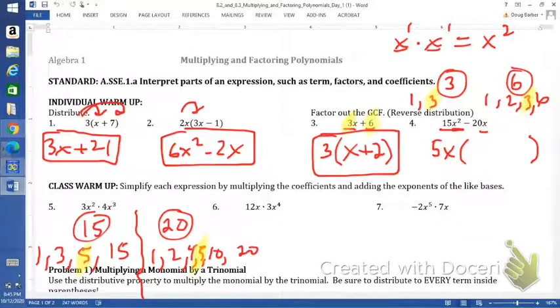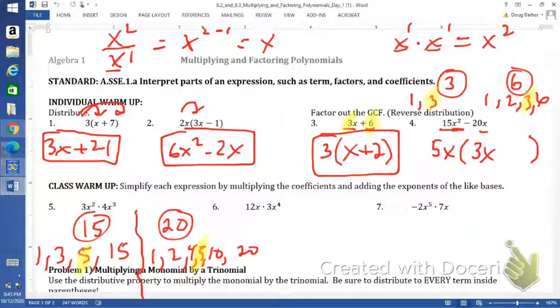Well, 15 divided by 5 gives us 3. X squared divided by x, that's x. Okay, so if you're confused with that, when we divide powers with the same base, we subtract the exponents. Alright, so we have x squared divided by x. X is the base, so they have the same base, subtract the exponents. So that's going to equal x raised to the 2 minus 1, which is equal to x. So we have 3x there.